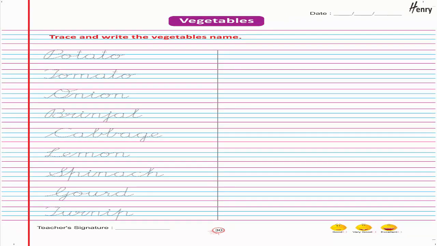Vegetables. Trace and write the vegetable's name. Potato, tomato, onion, brinjal, cabbage, lemon, spinach, gourd, turnip.